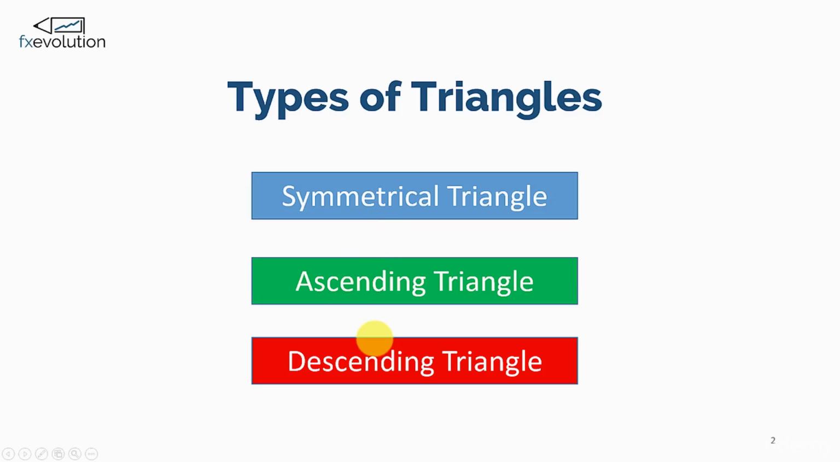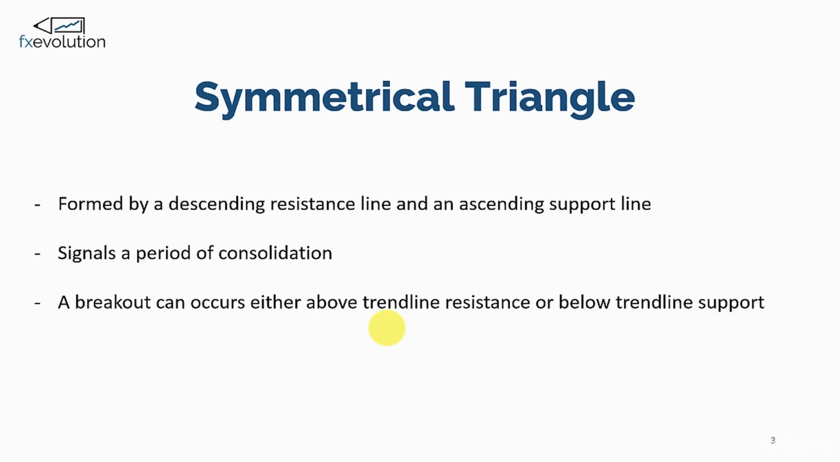These are the main three types of triangles that people trade in the market, and they are used by hedge fund managers and also bankers alike. So when you trade these kinds of patterns, you're trading where the big money is, and that's where we want to be. I'll begin by taking a look at a symmetrical triangle.